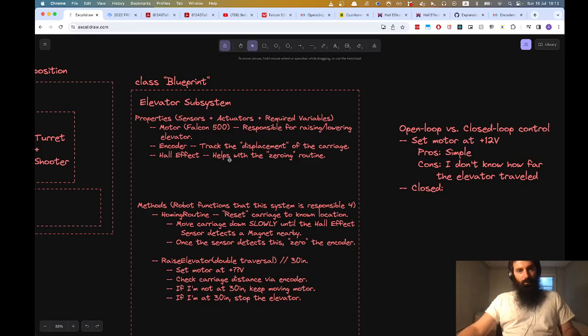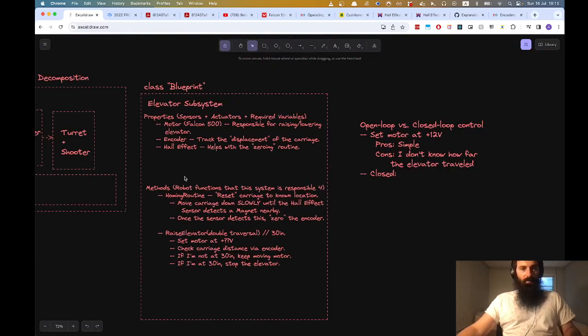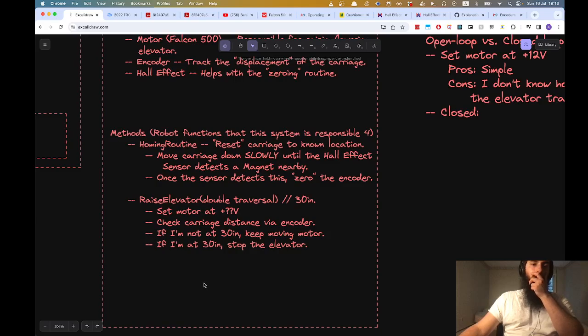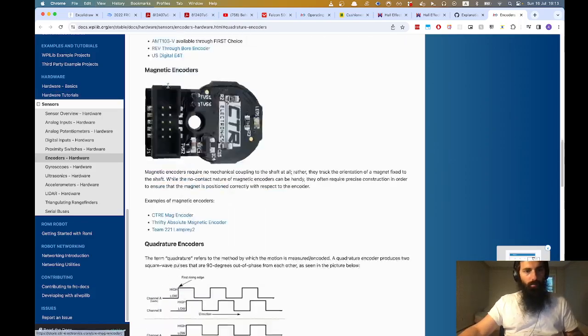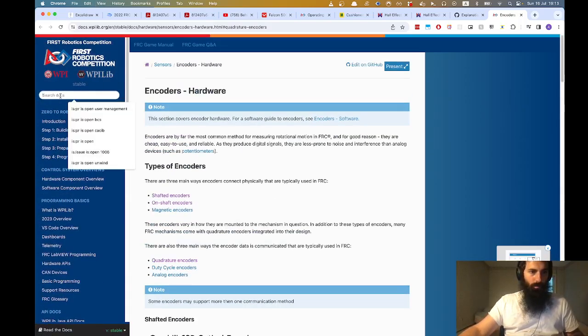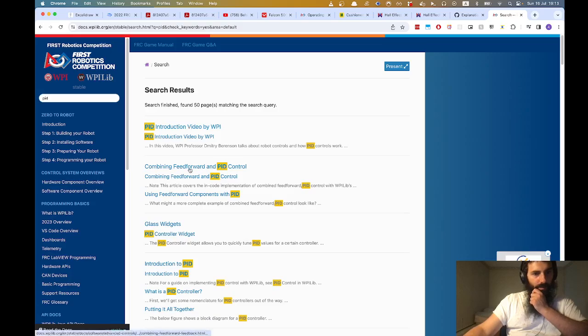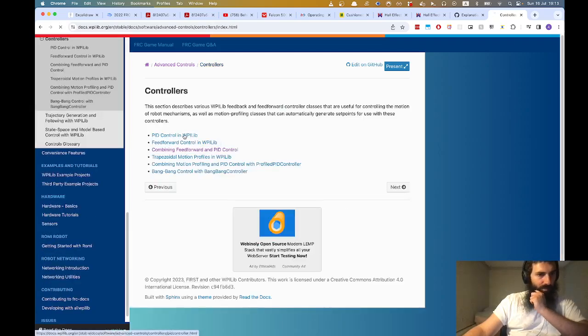Let's see here. This is essentially the elevator subsystem. I'm wondering if, for the purposes of going one step deeper, this right here is a whole topic in and of itself. And that topic is what we call PID. Let's see if they have some good controllers. PID control right here.